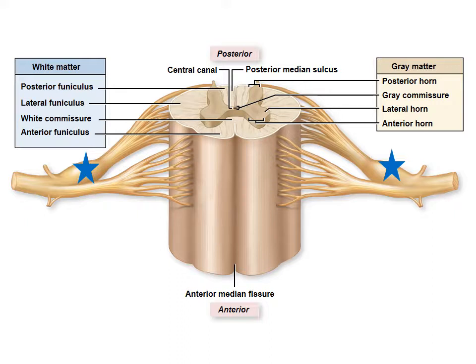Lateral funiculus. These are white matter tracts that are both ascending and descending. And lateral horn, gray matter that contains soma of autonomic motor neurons.